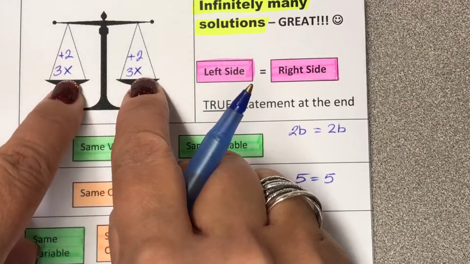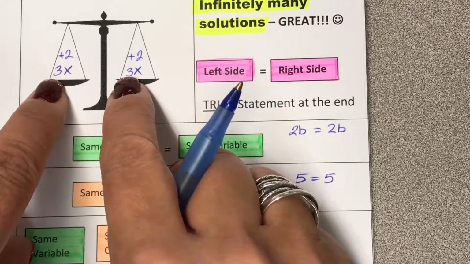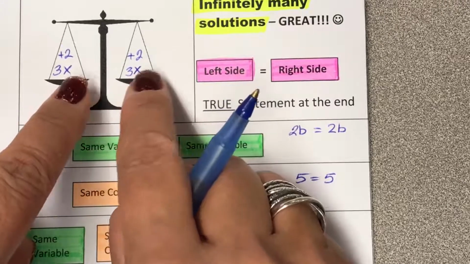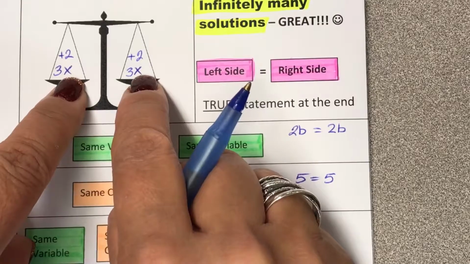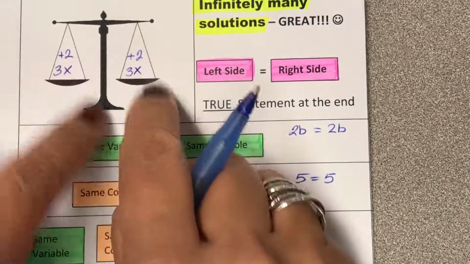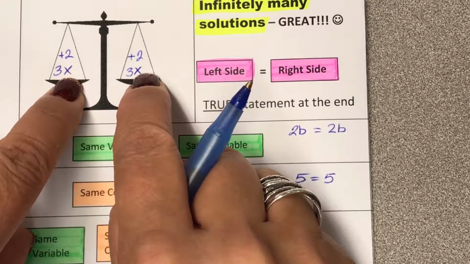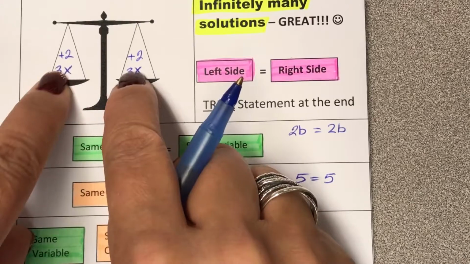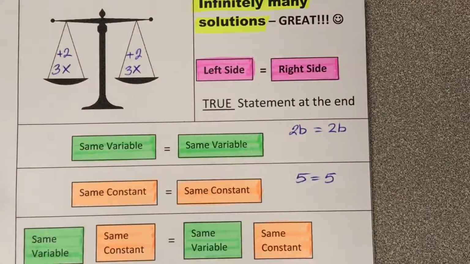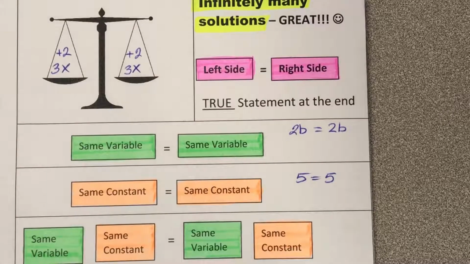x can be any number. Let's say x equals 1: 1 times 3 is 3 plus 2 is 5, and that will be 5 on each side. If I plug in 2 instead of x, 2 times 3 is 6 plus 2 is 8, that will be 8 on each side. If I plug in 4, 4 times 3 is 12 plus 2 is 14, that will be 14 on each side. So any value of x plugged into the equation makes a true statement.